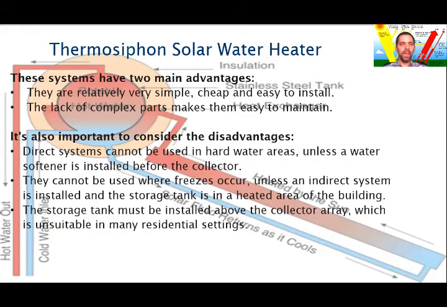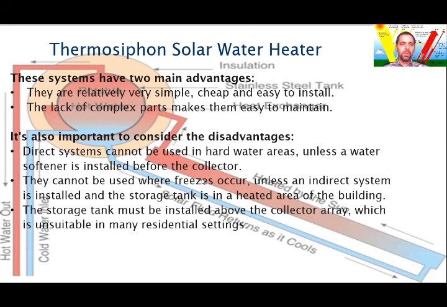This system has two main advantages. They are relatively simple, cheap, and easy to install. The lack of complex parts makes them easy to maintain. But it is also important to consider the disadvantages. A direct system without a heat exchanger cannot be used in hard water areas unless a water softener is installed before the collector.